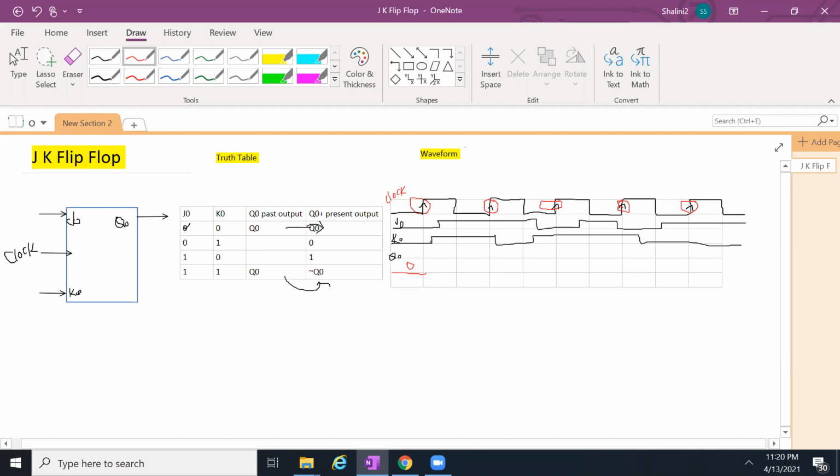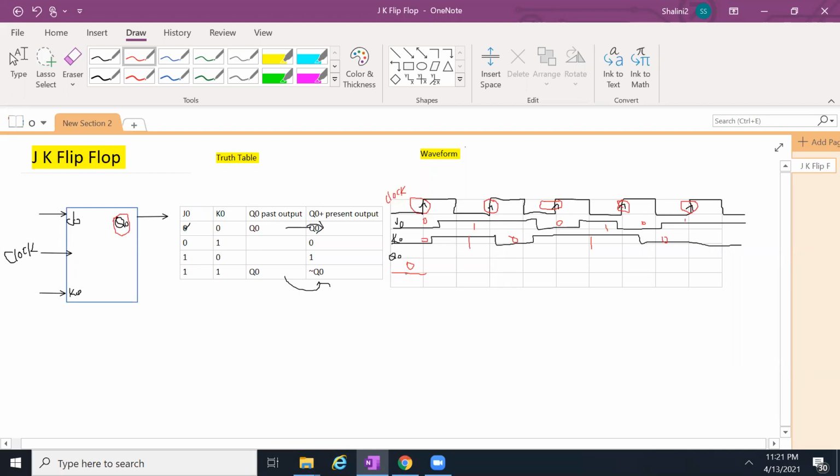These all are the input values. For J0, initially I consider the 0 value, then 1, then 0, then 1, then 0, then 1. Similarly for K0, initially I have considered this value as 0, 1, then 0, then 1, then 0. So now I need to draw the waveform for Q0, which is the output of this JK flip flop.